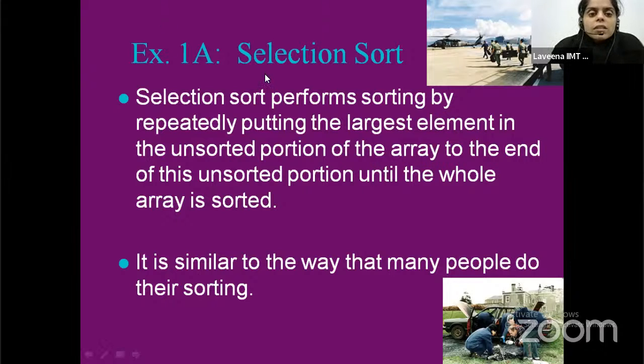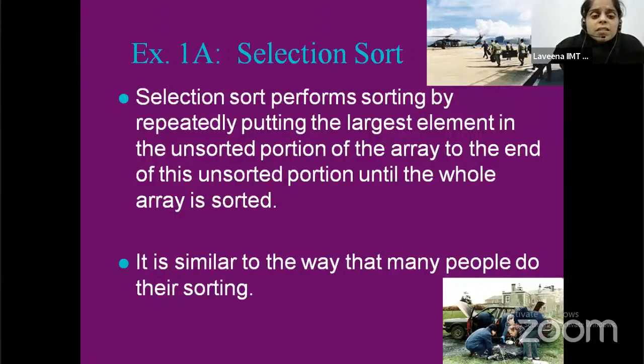First comes selection sort. The selection sort performs sorting by repeatedly putting the largest element in the unsorted portion of the array at the end of this unsorted portion until the whole array is sorted.